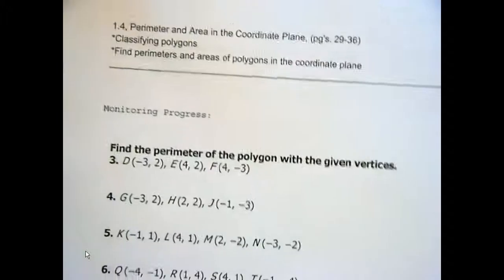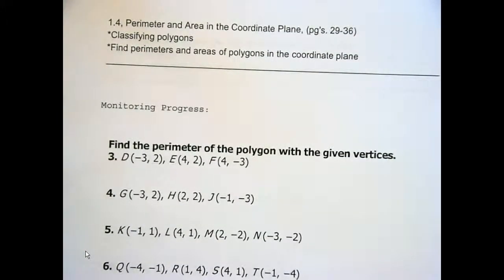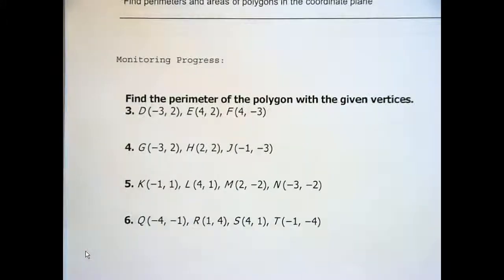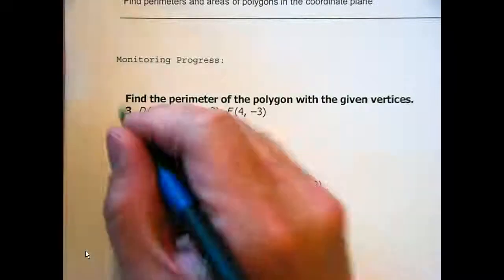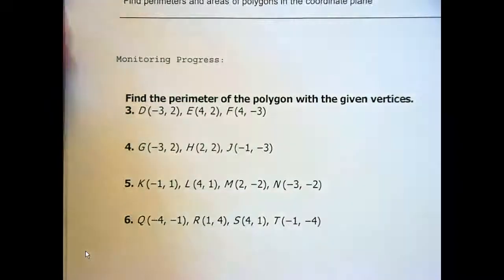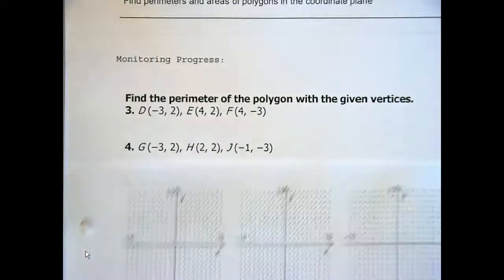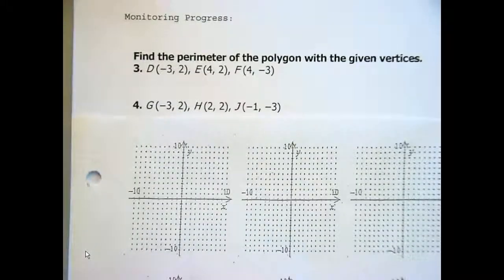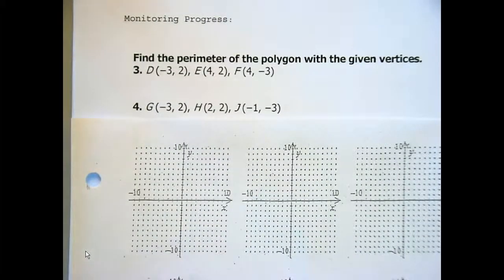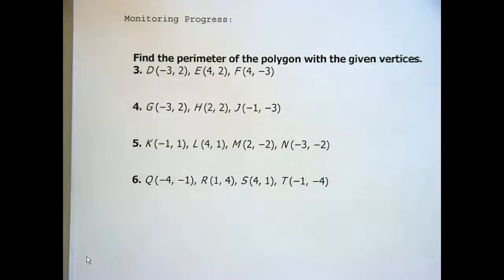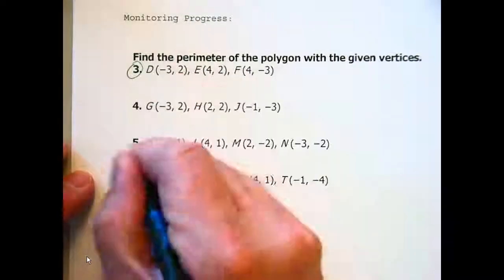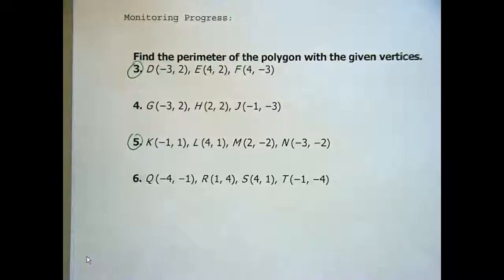All right, moving on. Number 3, let's find the perimeter of the polygon with the given vertices. Now, this is why I gave you the graph paper, and we're not going to do all of these. We are for sure going to do a couple of them. So let's try number 3 to begin with. Make sure you take your piece of grid paper that you picked up on the way in and plot those points. Okay, ready to go. Actually, let's do number 3 and number 5.